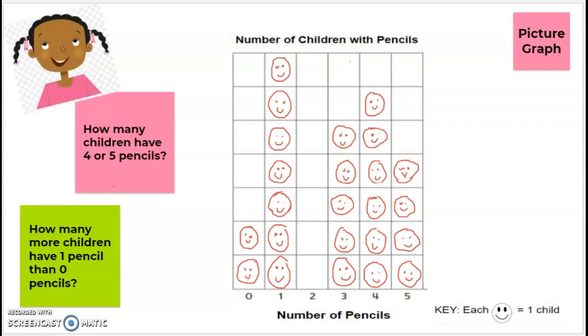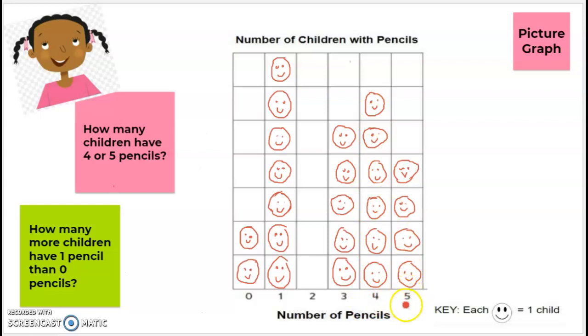Okay, now that my chart's done, we can take a look at this graph and see if we can answer these questions. Read the graph, see if you can answer them, pause the video and come back. So how'd you do reading this graph? How many children have 4 or 5 pencils? Well, we can use the picture graph to look at the 4 pencils, and there are 6 children with 4 pencils.